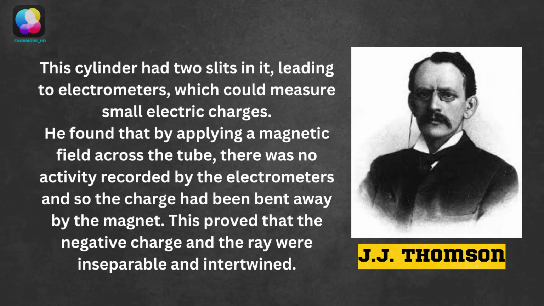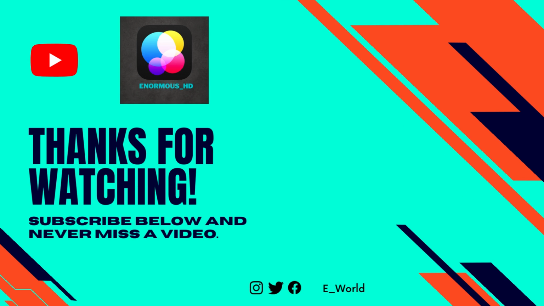He found that by applying a magnetic field across the tube, there was no activity recorded by the electrometers and so the charge had been bent away by the magnet. This proved that the negative charge and the ray were inseparable and intertwined.